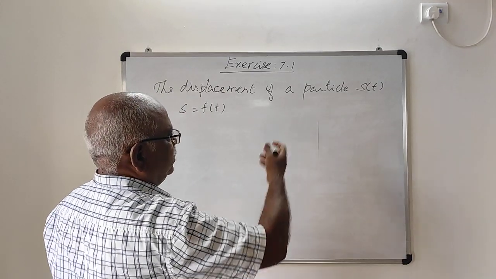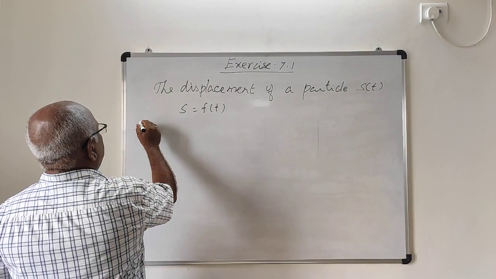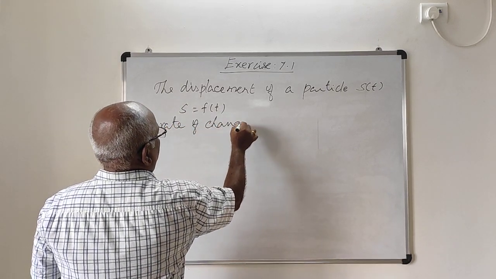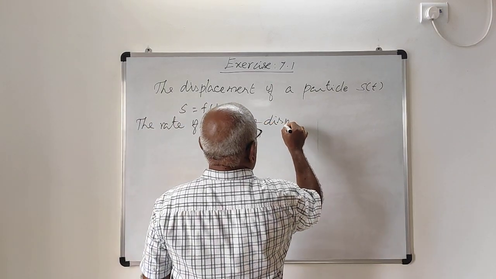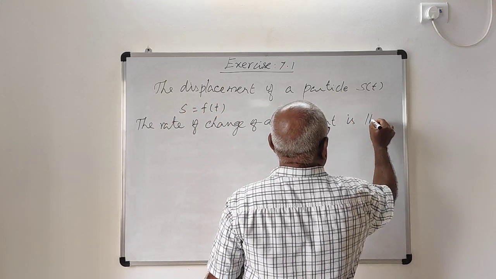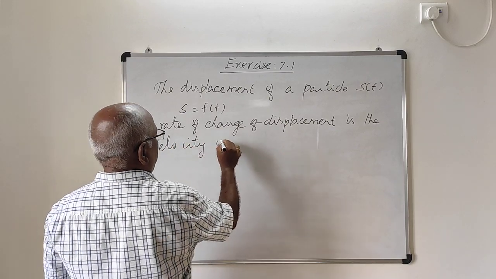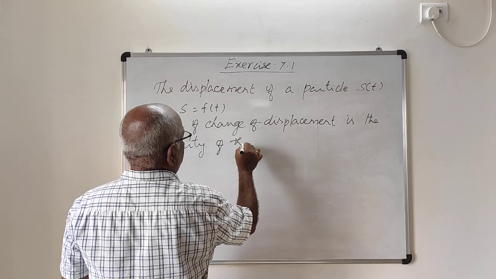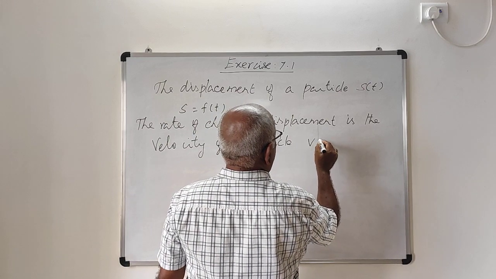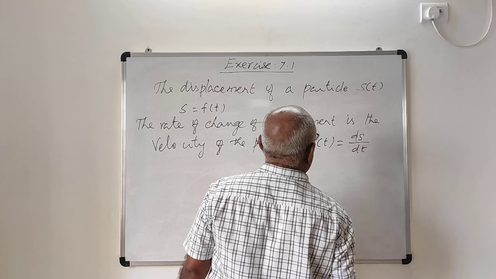The rate of change of displacement is the velocity. I recall once again the ideas from the previous video. The rate of change of displacement is the velocity of the moving particle, that is, ds by dt.